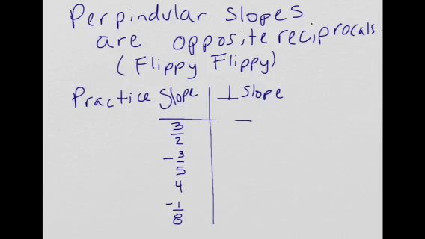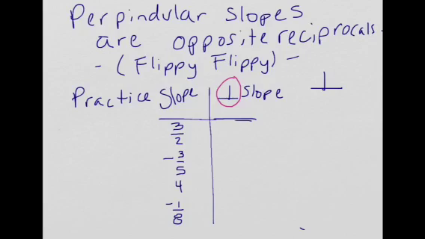Now we're going to talk about perpendicular slopes. Perpendicular slopes are opposite reciprocals, also known as flippy-flippy. So we're going to practice doing the flippy-flippy. The perpendicular symbol that you're going to see in high school looks like this. So you'll notice that I have my perpendicular symbol right here.